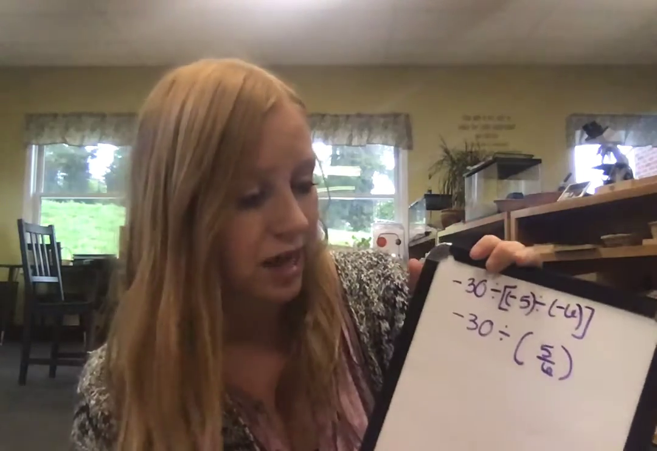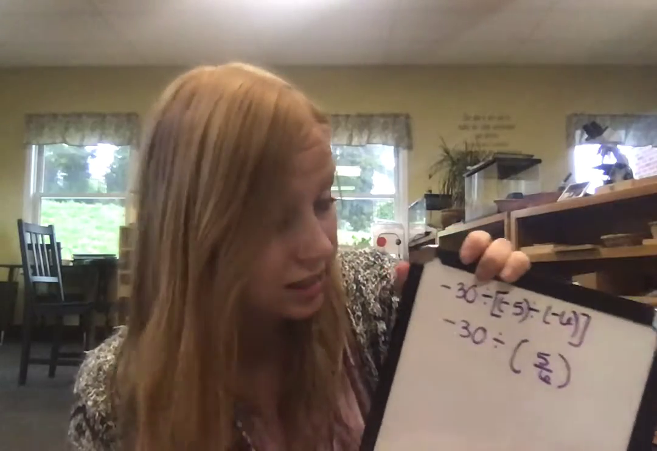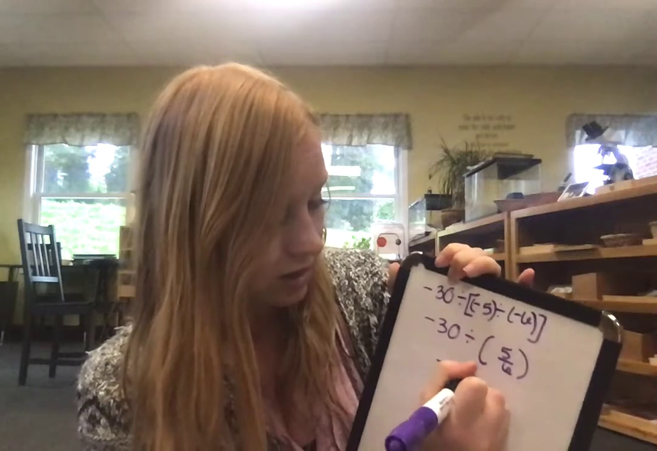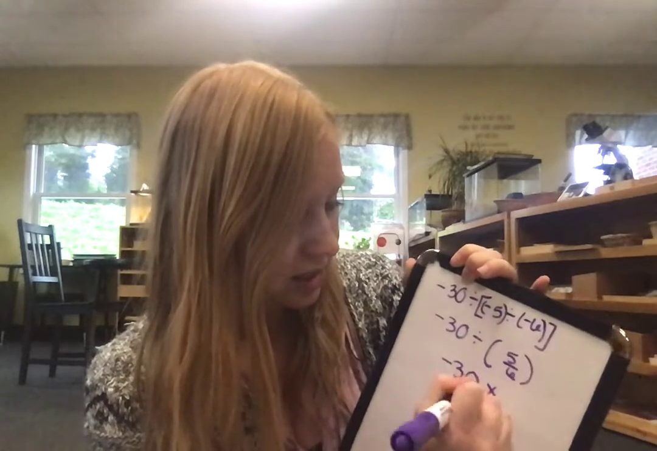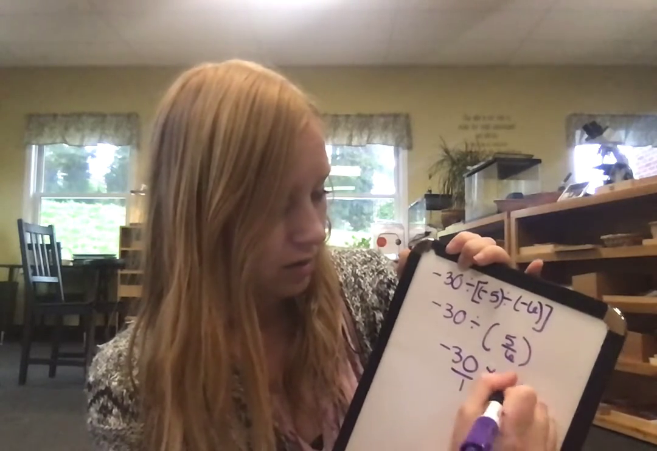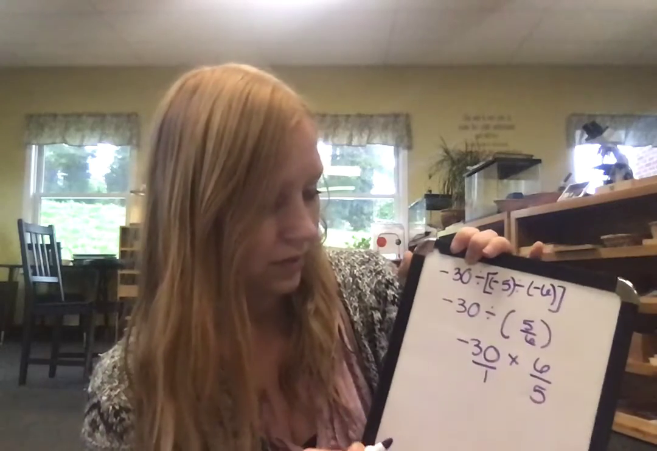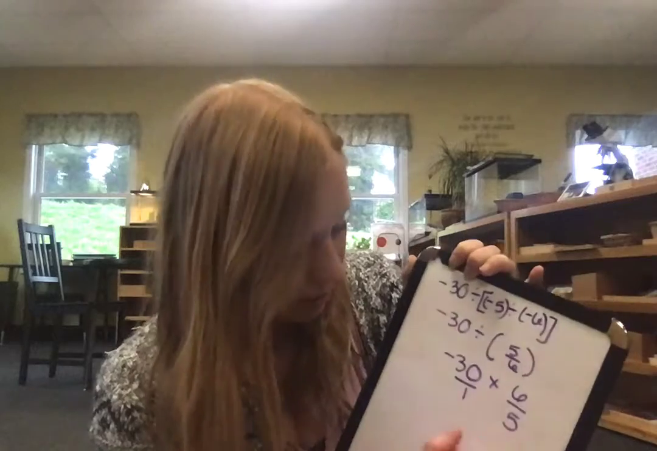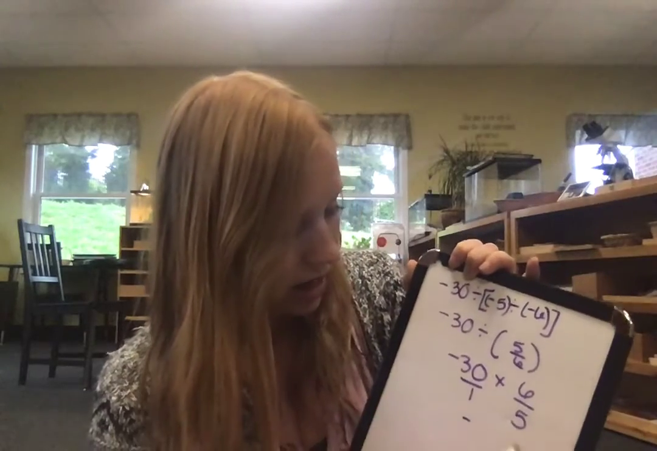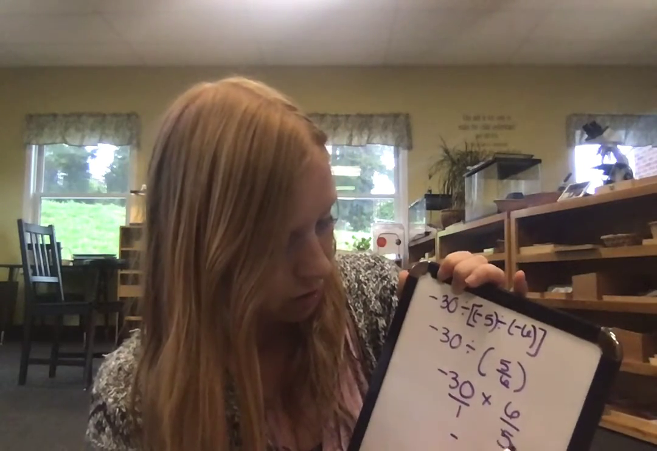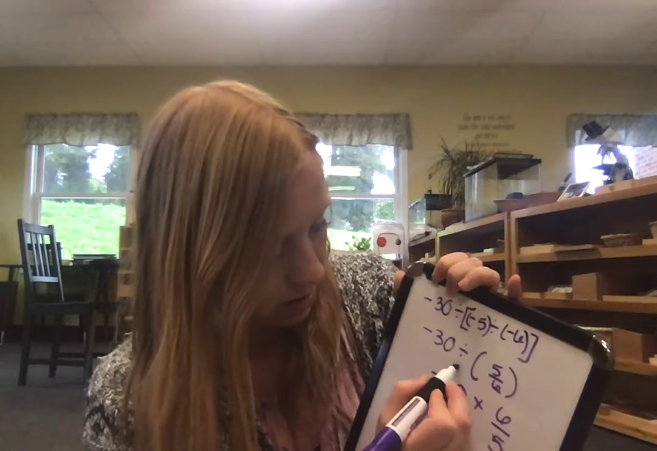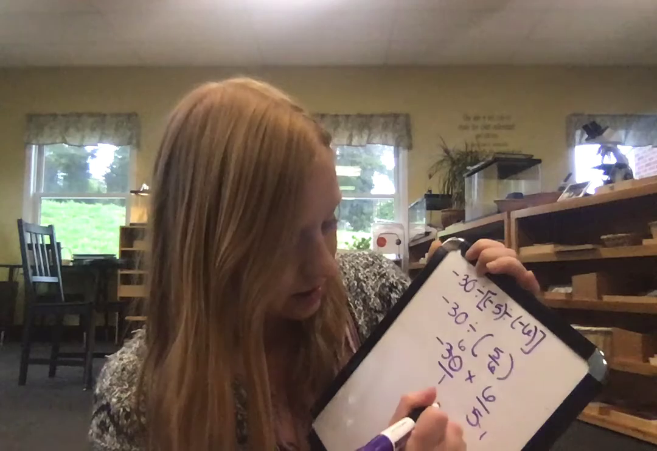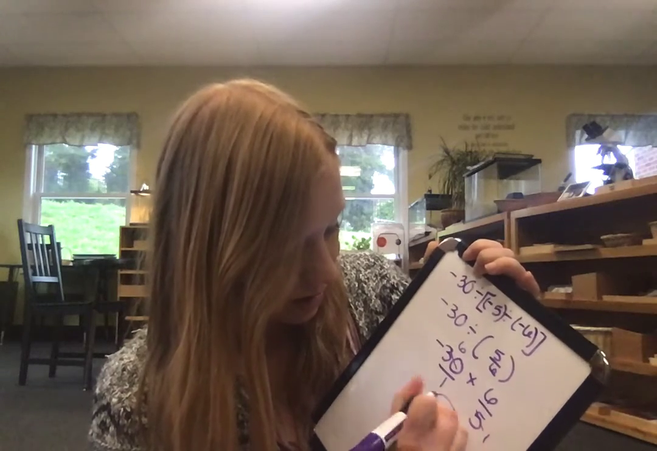Okay, do you remember, Seth, when we were doing fractions, that dividing by a fraction is multiplying by the reciprocal of the fraction, meaning we flip it. 6 over 5. Okay, now I have a negative times a positive, meaning I'm going to have a negative. And I need to do some cross out. And I'm left with negative 6 times positive 6, which gives me negative 36.